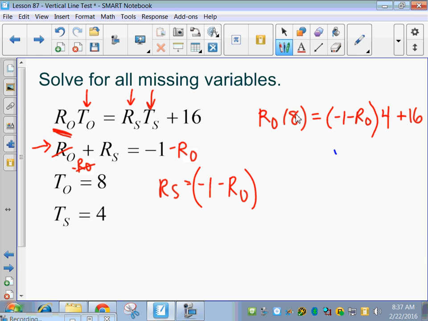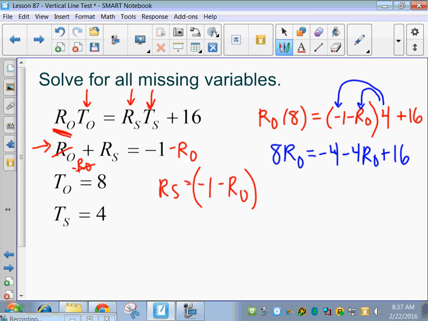So these kind of go together, you guys, normally we put the number in front of the variable, so I'm going to rewrite that as 8RO. On this side, you have to distribute before you do anything else. Multiplication comes before addition, so be sure you distribute that 4. Josh, what do I get if I distribute the 4 here? Good. Okay, and then we have plus 16.